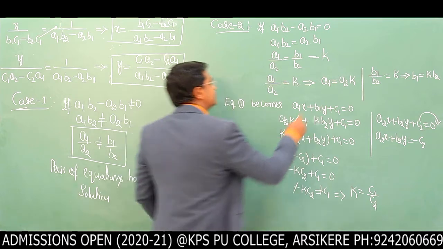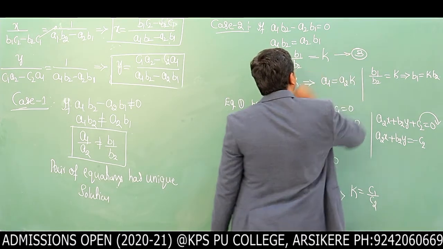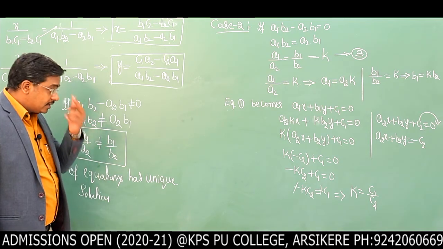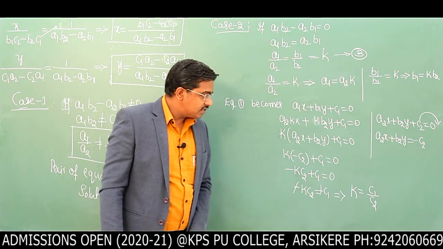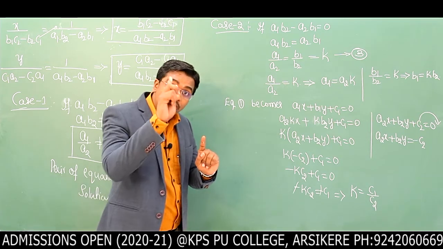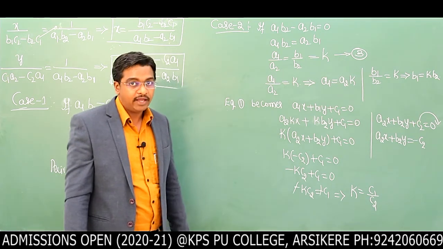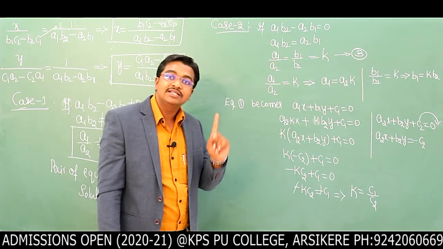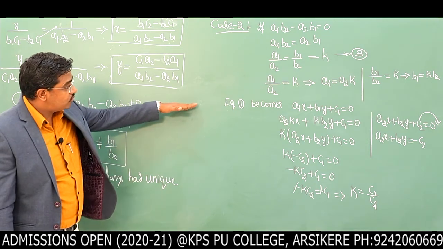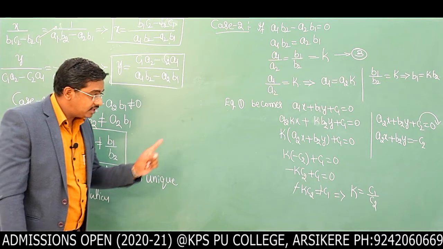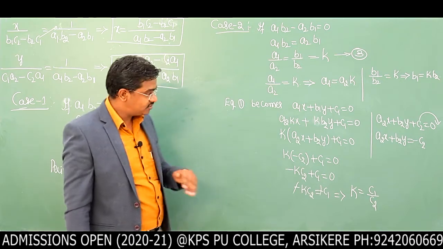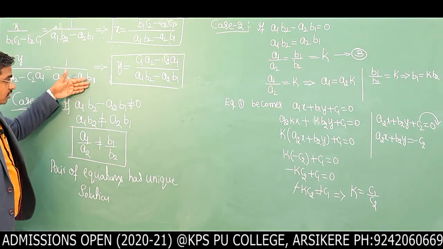Let us call this equation number 3: k is equal to c1 by c2. Now two conditions arise: either k is equal to c1 by c2, or k is not equal to c1 by c2. Within case 2, the first sub point is when k is equal to c1 by c2, and then when k is not equal to c1 by c2, we will discuss that also. So it is better to take note of everything written here.